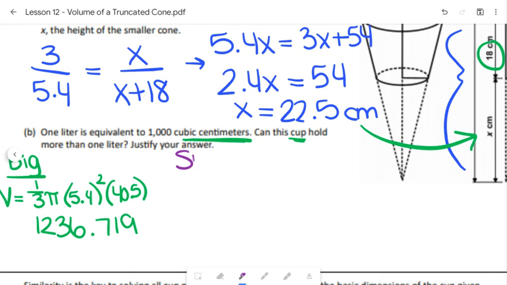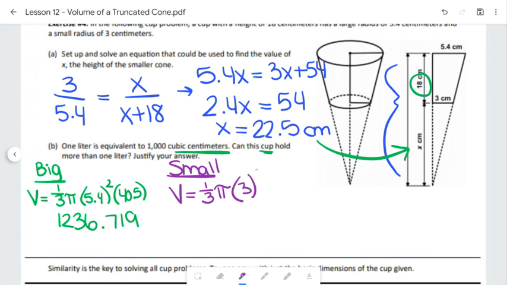And our small cone, 1/3 pi, r in this case was 3 squared times h, which is just the smaller cone, so 22.5. And that's going to be, when I plug that all into the calculator, 1/3 pi, 3 squared, 22.5. I get 212.0575.